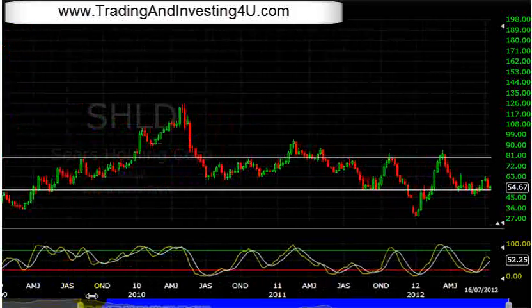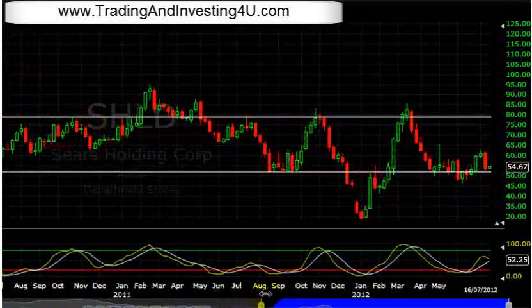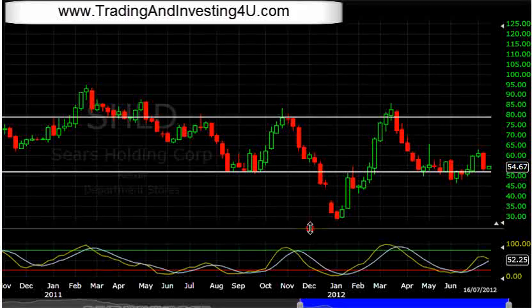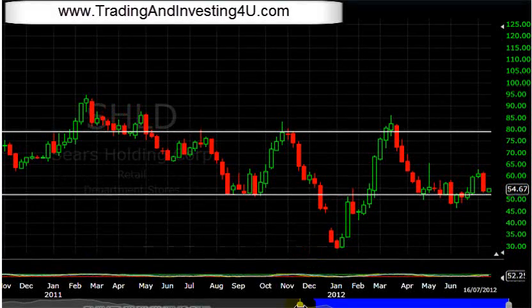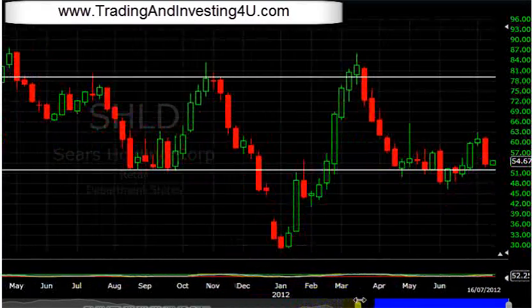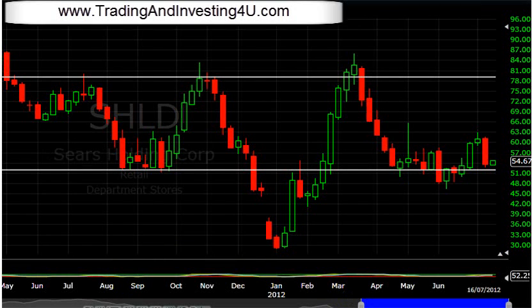Let's bring it in closer to the actual market to see what it's doing here. I can't talk properly this morning. We're still looking at a weekly chart, but if you have a close look, what it looks like we're trying to form is possibly a head and shoulders formation.